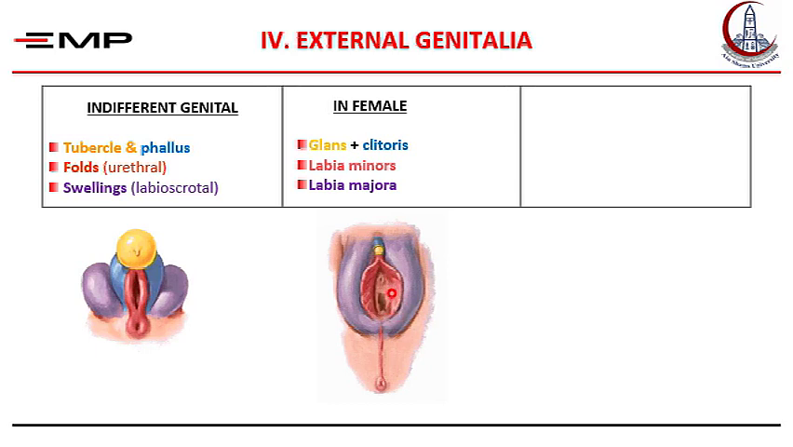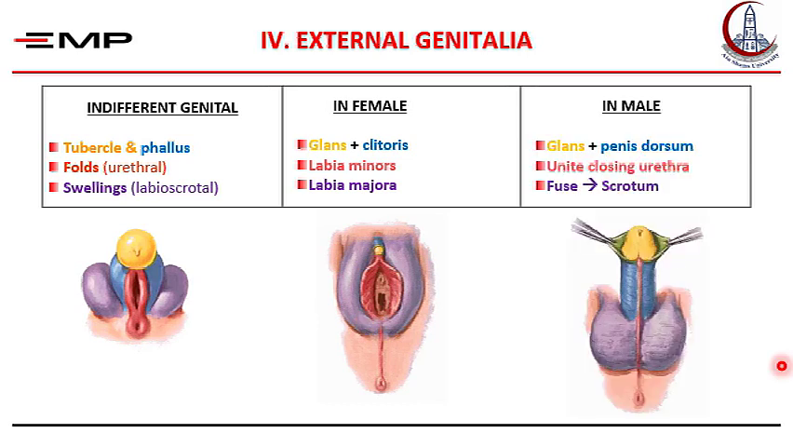The vaginal vestibule receives the following openings: the urethral opening anteriorly, and the vaginal orifice, partially closed by the hymen. On the sides of the urethral orifice, there are openings of Skene's glands. On the sides of the vaginal orifice, there are openings of Bartholin glands. Now, the genital swellings or labioscrotal swellings will give the labia majora. So the fate is clitoris, labia minora, and labia majora.